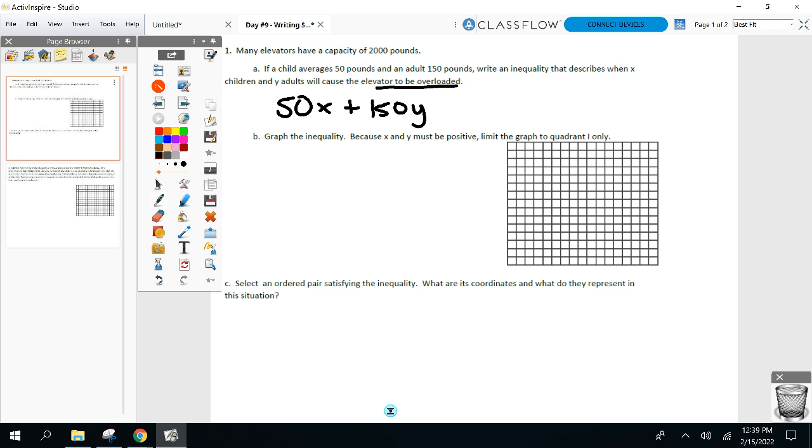Greater than? Definitely greater than, right? If I'm greater than 2,000, that's going to overload it. But should it be or equal to? Yeah, because I feel like capacity is including. No, if you have 2,000 pounds in there, you're going to be all right. Anything greater than 2,000, we run into a problem.